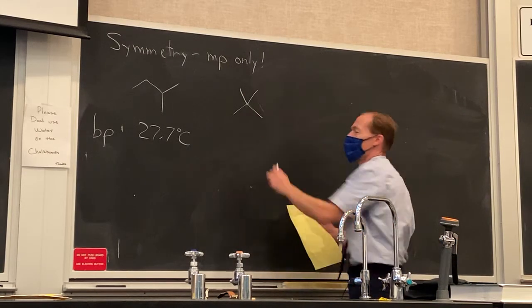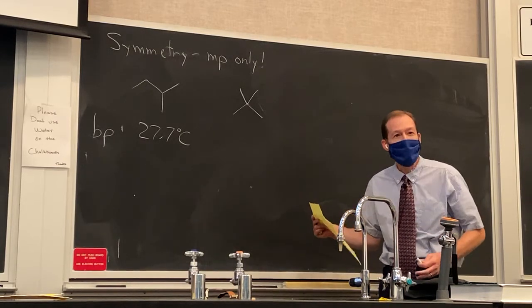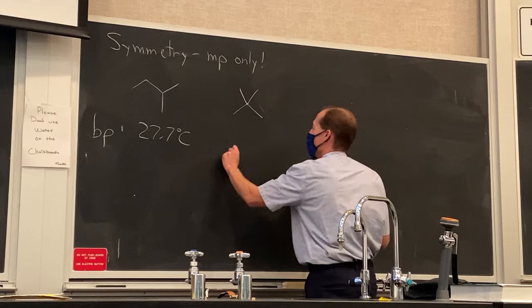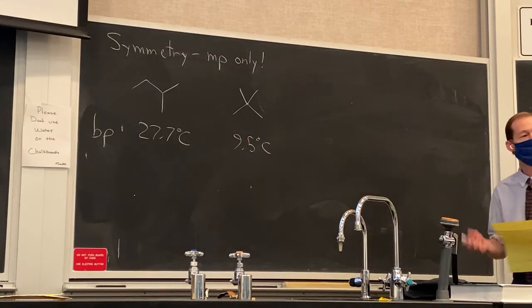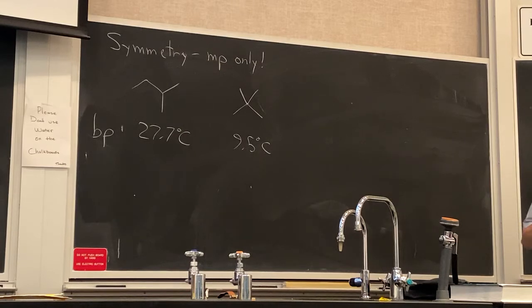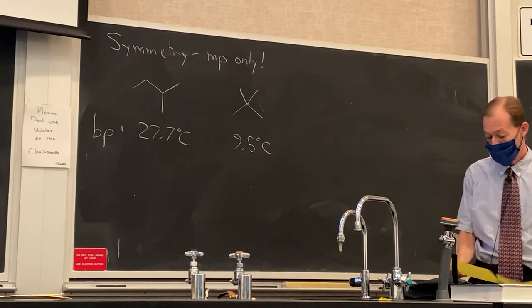And then this one, this is called 2,2-dimethylpropane. These are names we're going to learn next week when we get into chapter 4. Its boiling point is 9.5 Celsius. So this is a gas at room temperature. This one you have to heat up just a little bit above room temperature to get it to boil, okay? So this is what we would expect based on the differences in surface area.